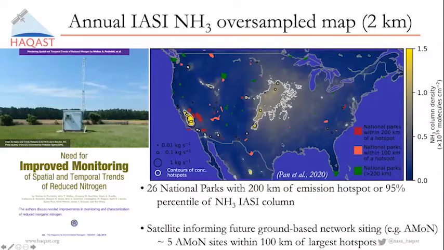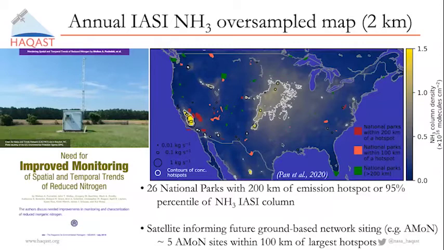But one of the things satellites can tell us is ammonia is really hard to measure. In fact, there's a very developing network called the Ammonia Monitoring Network that I'll talk about shortly. But even with that Ammonia Monitoring Network, or AMoN, only 5 sites are within 100 kilometers of these hotspot regions.